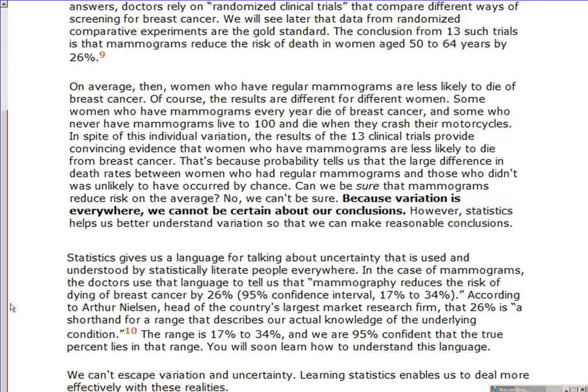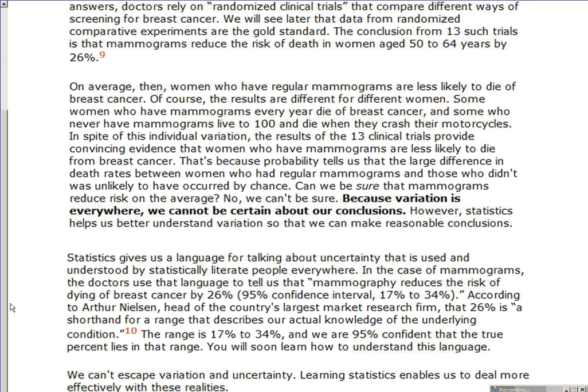Statistics gives us language for talking about uncertainty that is used and understood by statistically literate people everywhere. In the case of mammograms, the doctors use the language to tell us that mammography reduces the risk of dying of breast cancer by 26%. A 95% confidence interval showed that that percent is somewhere between 17 and 34, which means that in this survey, they are 95% confident in the method they used, that the risk of dying of breast cancer is between 17 and 34% less when you receive regular mammograms.